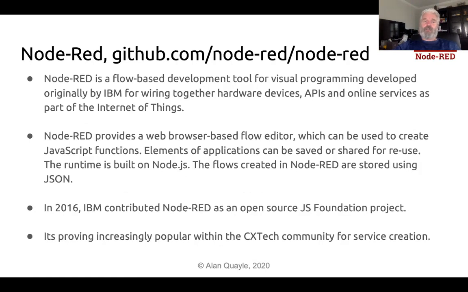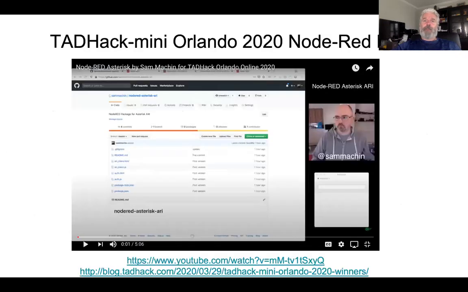And in fact, I'll just share with you, back in March, we ran TADHack-mini Orlando, and there was a Node-RED hack from Sam Machin, who works for Vonage, Nexmo, and he was building Node-RED Asterisk. It was a great hack. Again, you've got the links there to be able to see and read about what Sam created.